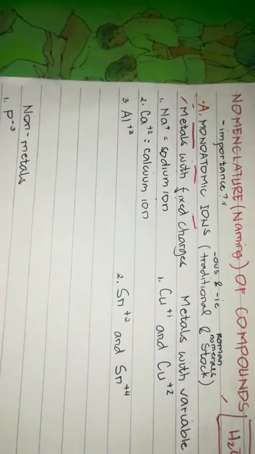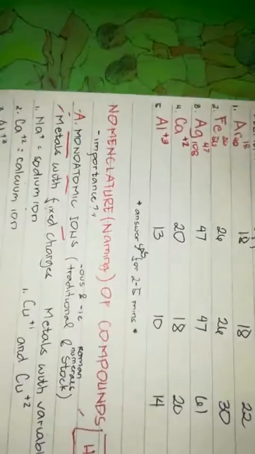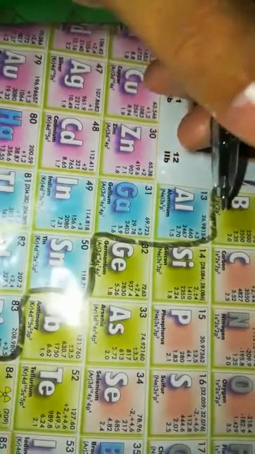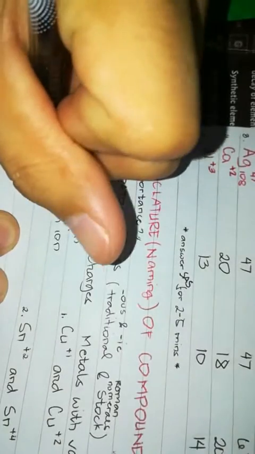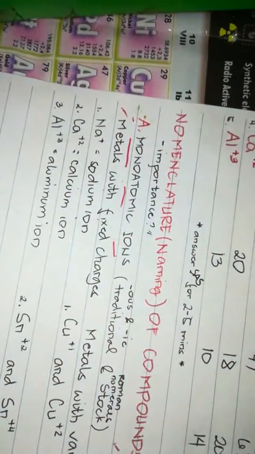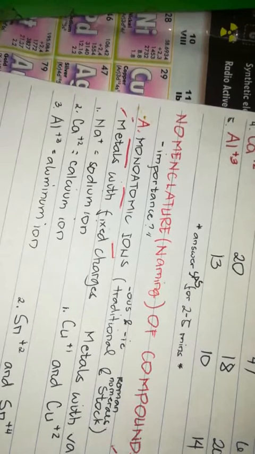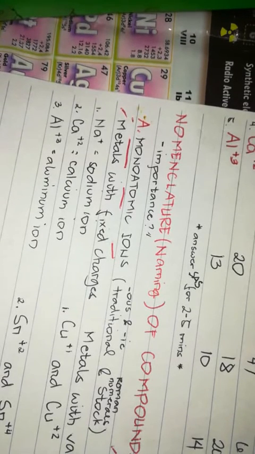And then the third one, we have aluminum. Number 13 sa periodic table. Ayan po siya. Positive 3. So that means ang pangalan niya ay aluminum ion. So kapag fixed charge po ang ating mga metals, ang dadagdag lang po natin ay yung word na ion at the end. So sodium ion, calcium ion, and aluminum ion.